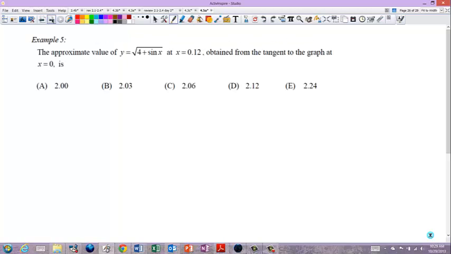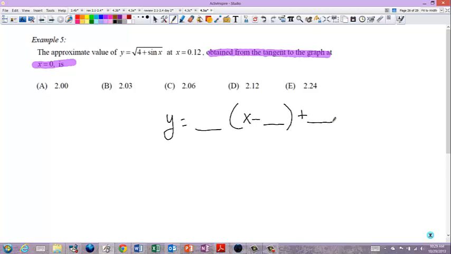The approximate value of y equals the square root of 4 plus sine of x at x equals 0.12, obtained from the tangent to the graph at x equals 0, is, well, this tells you where to do your tangent line. So we're going to do y equals blank, x minus blank, plus blank, and you can tell this is a calculator question, maybe. So it's x equals 0.